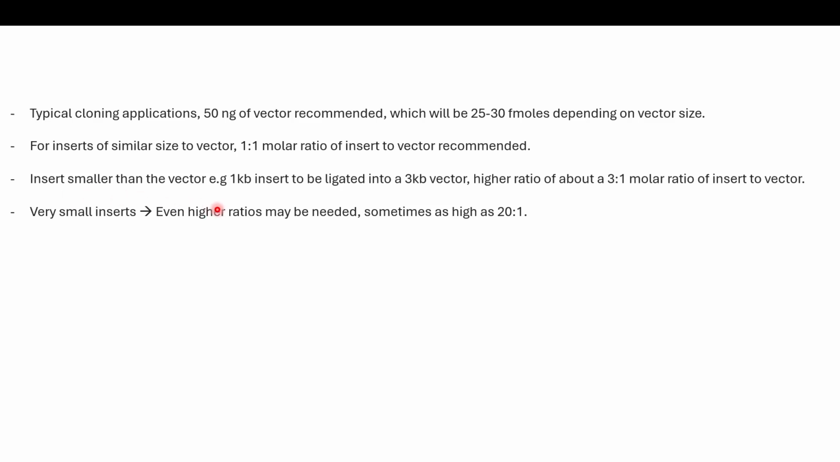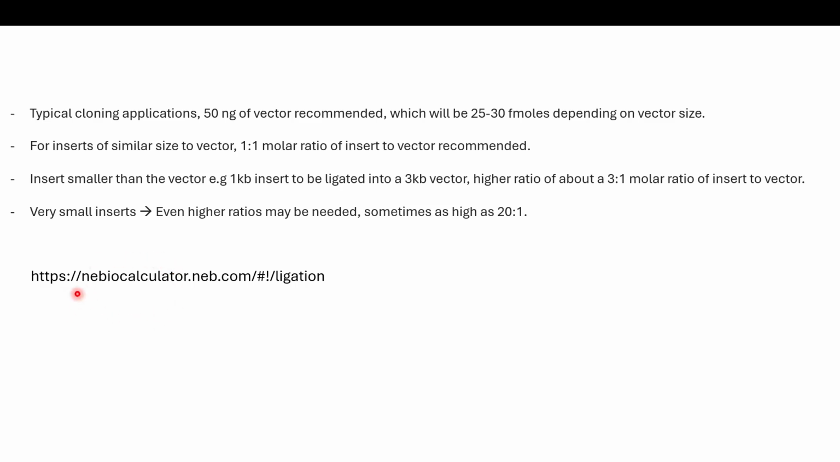If the insert is smaller than the vector, for example, a 1 kb insert has to be ligated in a 3 kb vector, a higher ratio should be used, where the insert is comparatively higher than the vector. And if the inserts are really small, even higher ratios can sometimes be used, like 1:20. Okay, 1 is the vector and 20 times higher concentration of the insert fragment.